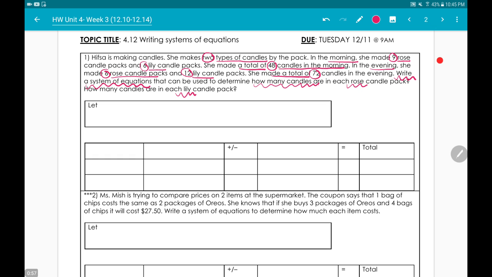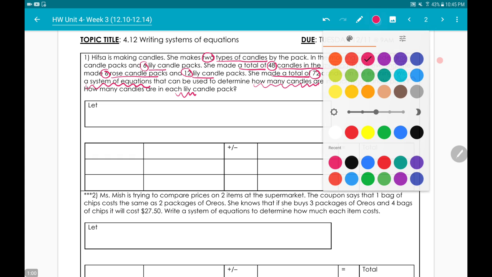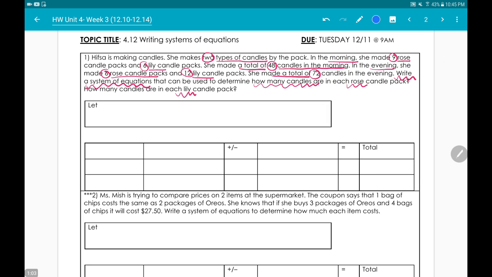Okay, so what we first ask ourselves is, what are the 2 unknowns? What am I looking for? I like to look at the question again and ask myself, what are we looking for? So in this case, it was how many candles are in each lily pack. So we have a lily pack and a rose candle pack. So I'm going to use X and Y. You can use whatever variables you want because they didn't tell us a certain variable. So let's fill those in first. Our variables, again, go in these 2 spaces.